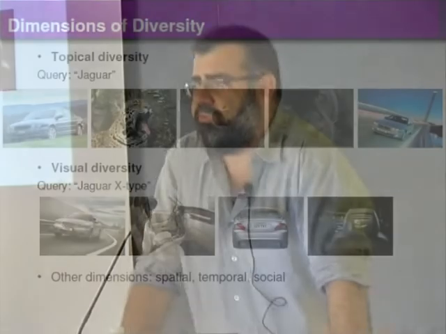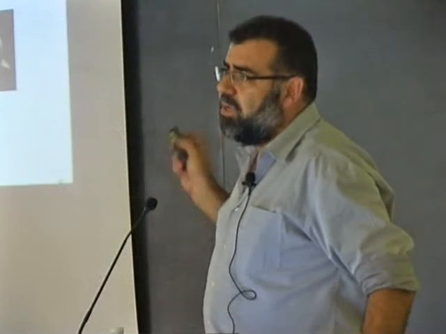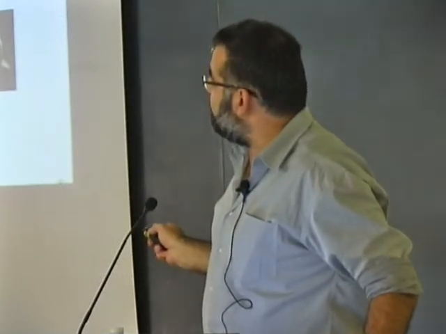Well, we can use it for other things. For example, diversity. Topical diversity. We want to find images for all the different meanings of Jaguar, for example. So the car is the main meaning, sadly. The animal, the Apple computer, again the animal, again the car. But even in the same concept, we want visual diversity.